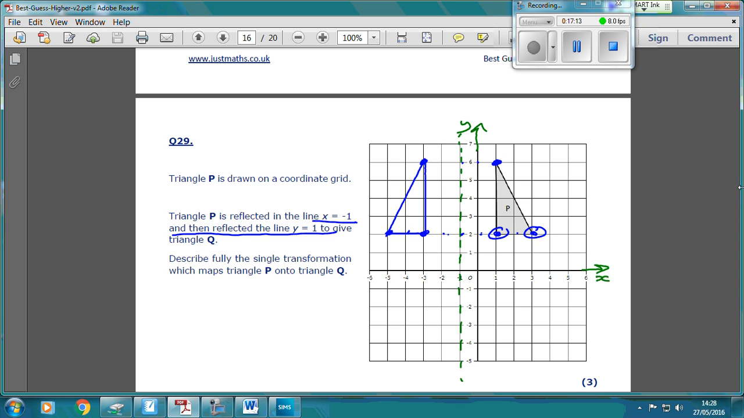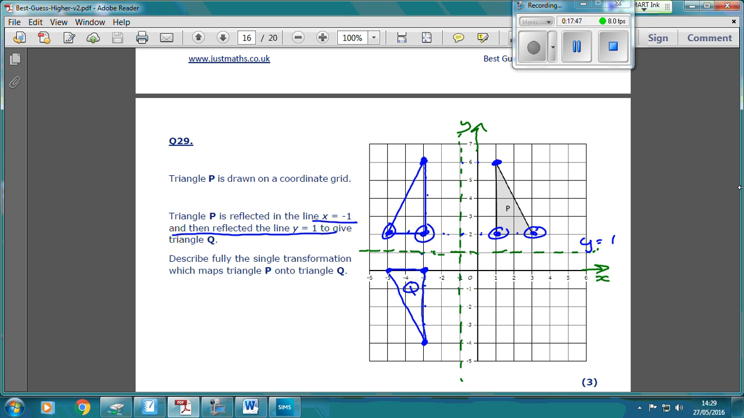So it's been reflected in this line, and then it's reflected in the line y equals 1. So now we draw the line y equals 1. So that's just a line that goes through the y-axis at 1. Very, very simple. But something, again, that a lot of people forget. So we reflect it in the line y equals 1. And so this point here is 1 away, so we go 1 the other side. This is 1 away, so it's 1 the other side. This one here is 1, 2, 3, 4, 5 away. So 1, 2, 3, 4, 5 away down here gives us this here. And then we call that Q.